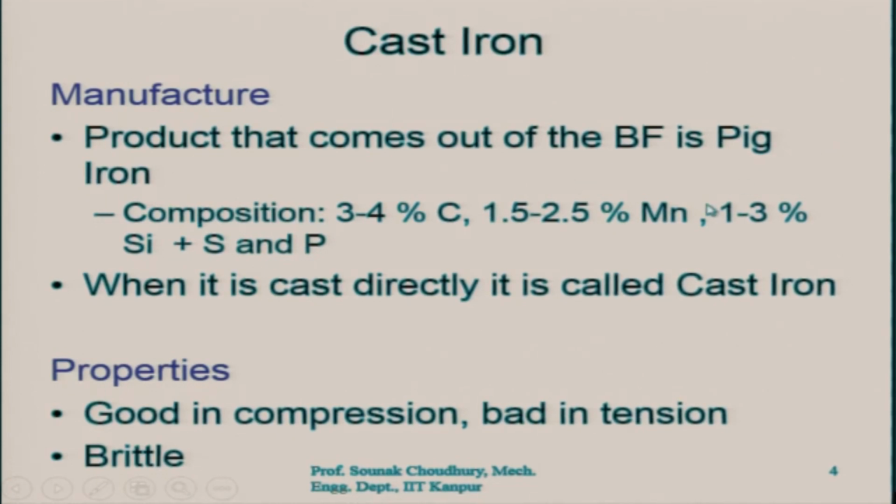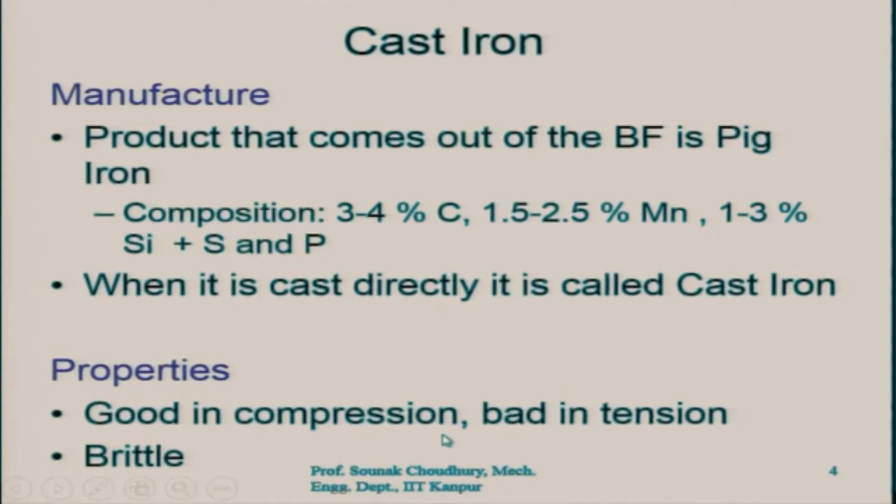Now, when the pig iron is cast directly, that is known as the cast iron. So, composition wise it is the same. The percentage of carbon will be more than 2%, as you understand, because less than 2% will be the steel, which we will come to in the discussion. Now, the properties of the cast iron are that they are good in compression, but bad in tension, they are very brittle.